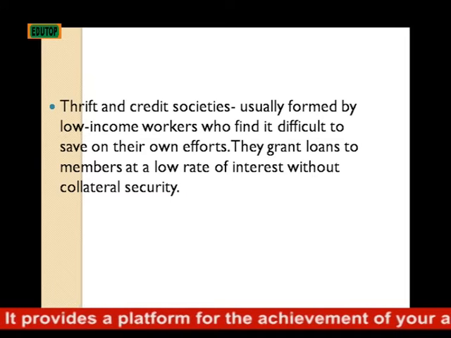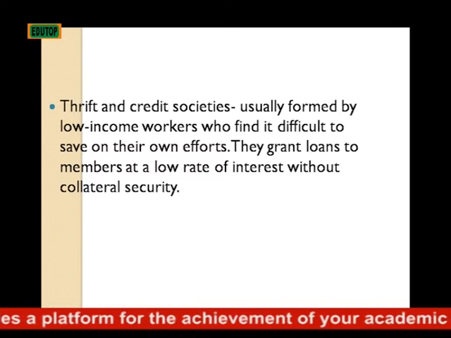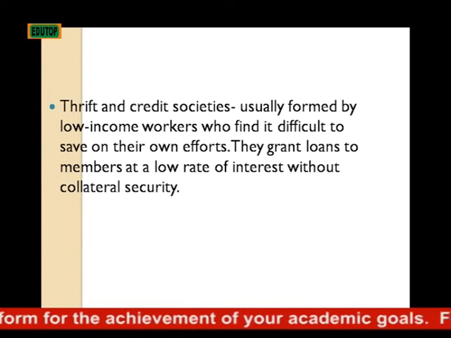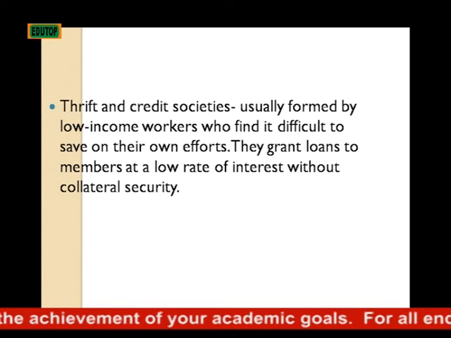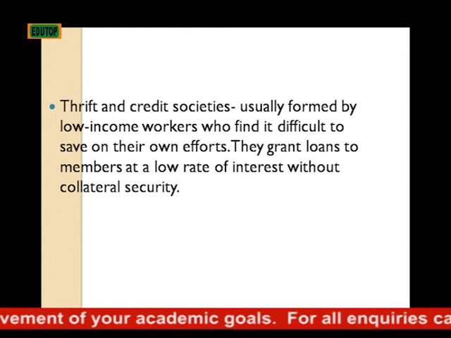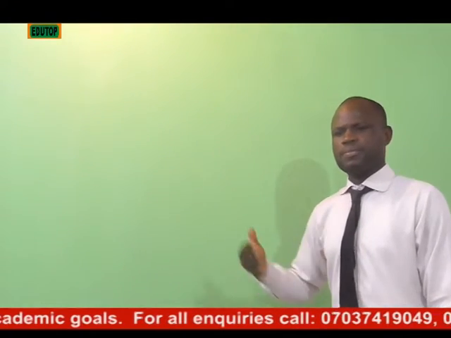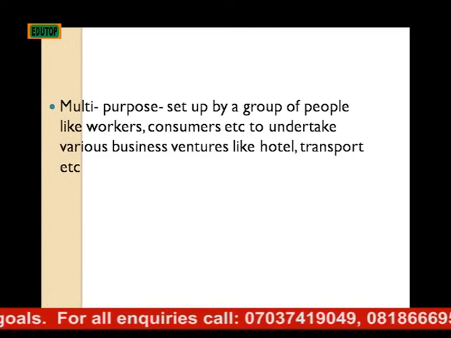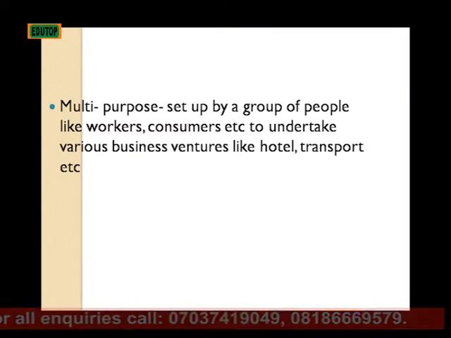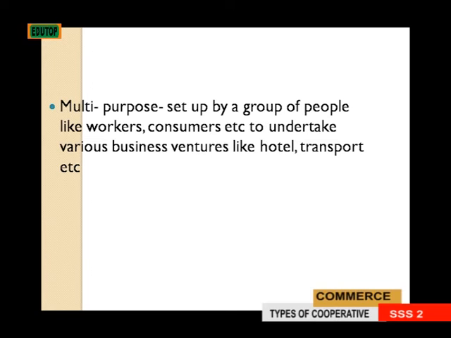We have thrift and credit societies, usually formed by low-income workers who find it difficult to save on their own efforts. They grant loans to members at a low rate of interest without collateral security. We also have multipurpose cooperative, set up by a group of people like workers, consumers, etc., to undertake various business ventures like hotel, transport, etc.